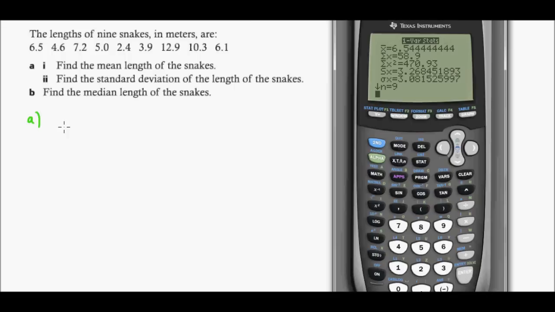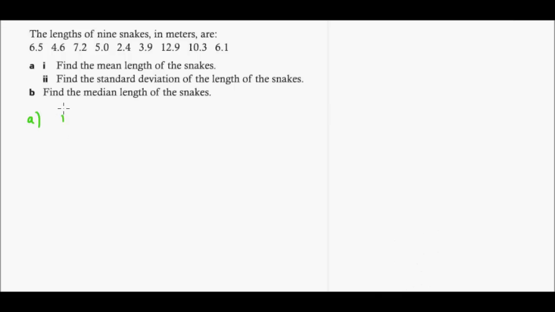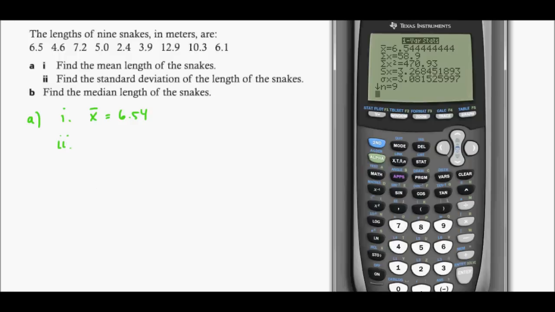So our mean, part 1 asks us for the mean. It was 6.54 to 3 significant figures. Okay, and then part 2 asks us for the standard deviation. Okay, standard deviation, you use this one right here. You don't use the S of x, you use this one right here. So it's going to be 3.08.